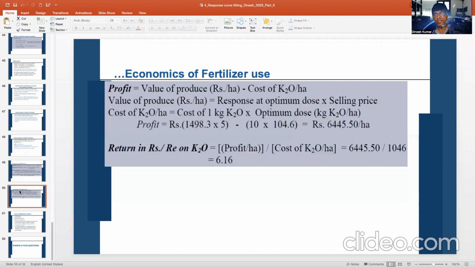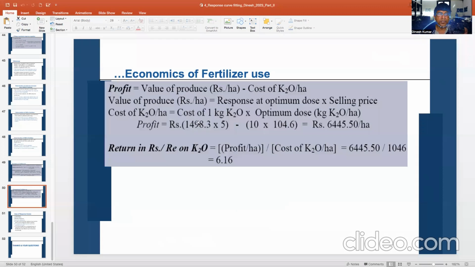Now we continue. If you want to calculate the profit on hectare basis, then it is value of the produce, rupees per hectare, minus cost of K2O per hectare. Value of produce here means the additional produce. So value of produce is equal to response at optimum dose, how much additional grain you are getting, and selling price, what is the rate? Cost of K2O, how much K2O was applied for getting maximum return? It was 104.6. So 104.6 will give you 1498.3 extra gain.